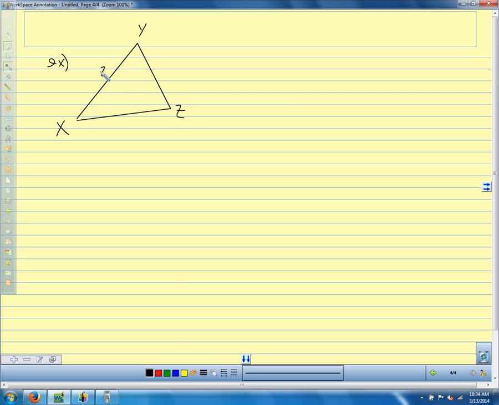So this would be side Z, this would be side X, and we're saying side X is 25, and side Y is 30. And for this problem, we want to find the measure of angle X. So we're looking for angle X.